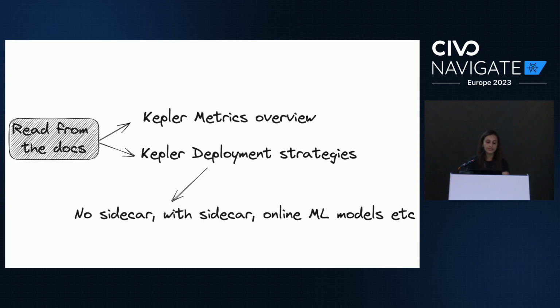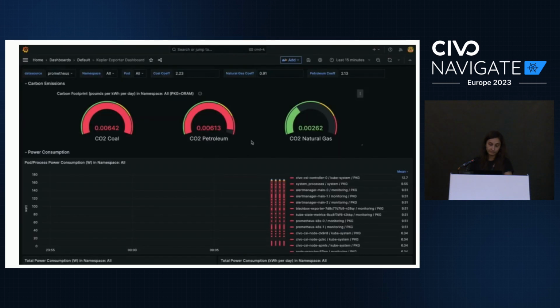So what you can do is go back and read the Kepler metrics overview from the document, and there are certain deployment strategies: no sidecar, with sidecar, online ML models, etc. You can go through the documents, and you'll get to know more about this tool. And this tool is really helpful in terms of measuring the energy consumed by your pods.